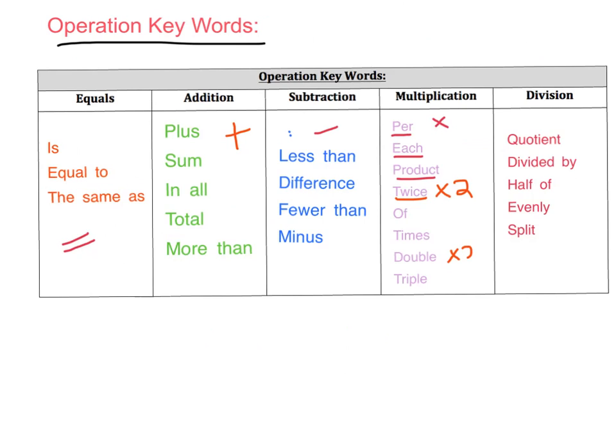Doubling means timesing by 2. Tripling means timesing by 3. Okay, and then division. So when you see these words, you're going to divide. Quotient, which is the answer to a division problem, divided by, half of, evenly, and split. Those keywords are going to tell you to divide. All right, so please make sure you pause this video and add these keywords to your note sheet.